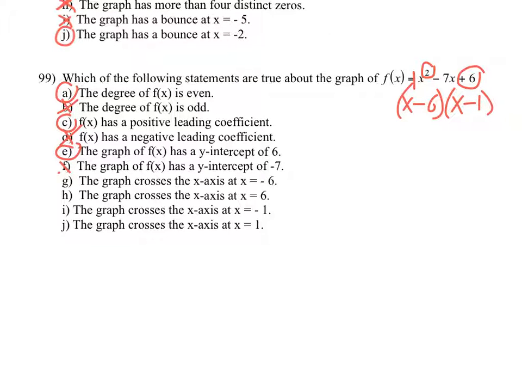Does not have intercept 7. The graph crosses the x-axis, okay? I have to find zeros. I'm glad I factored this. That's going to be at x equals 6 and x equals 1. x-axis at 6, not negative 6, and at 1, not negative 1.